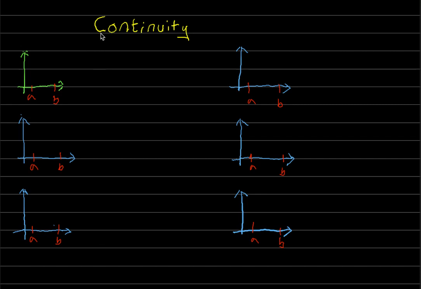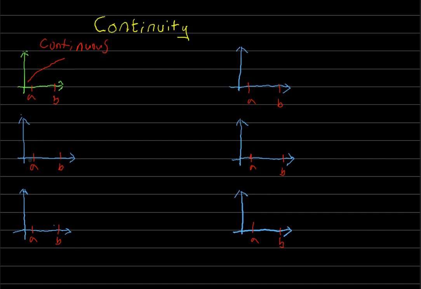Today we want to discuss continuity. I have a graph with a point A and B. If I draw my function on my graph without lifting up my pen, then this graph is a continuous function for all values between A and B. So this is a continuous function.